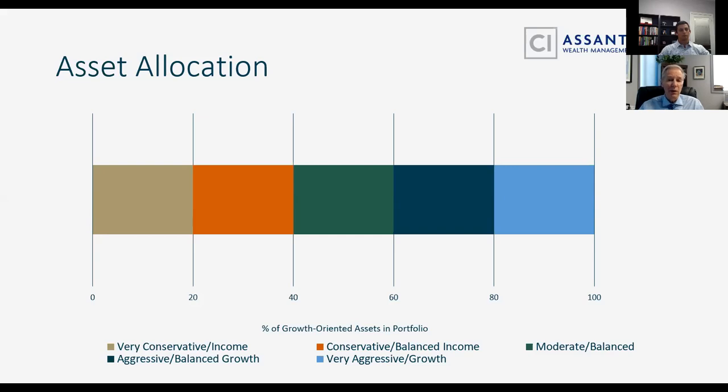So you could be in a 100% stock portfolio, even though you might classify yourself as a conservative investor, because you're really not looking at using that money for a long time.